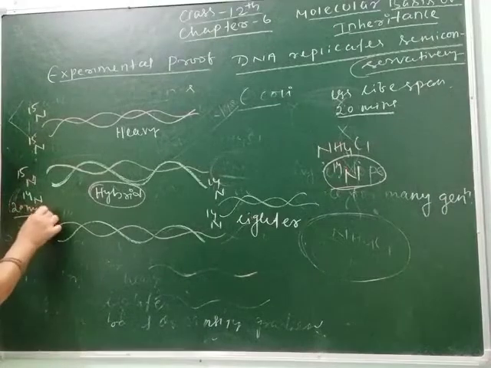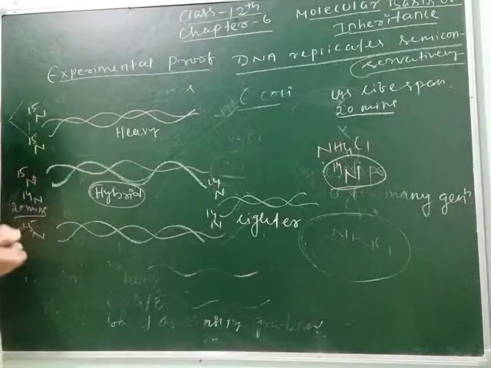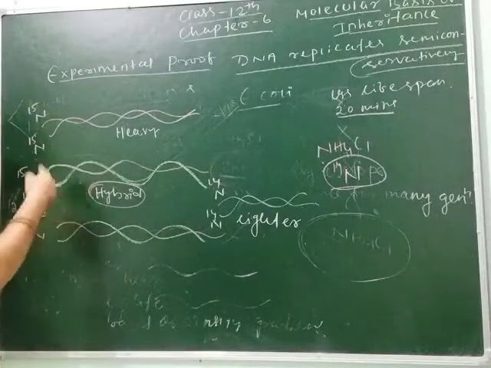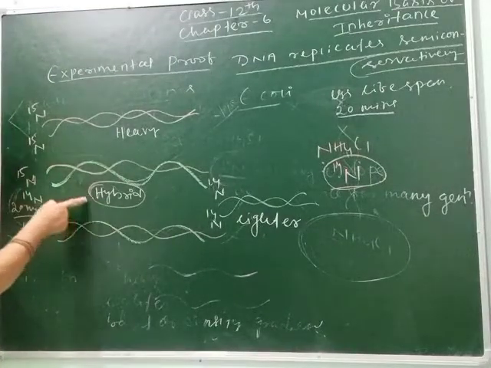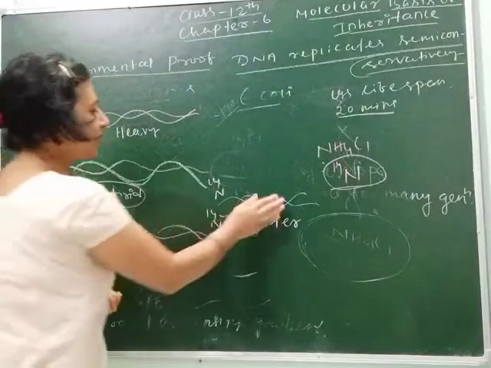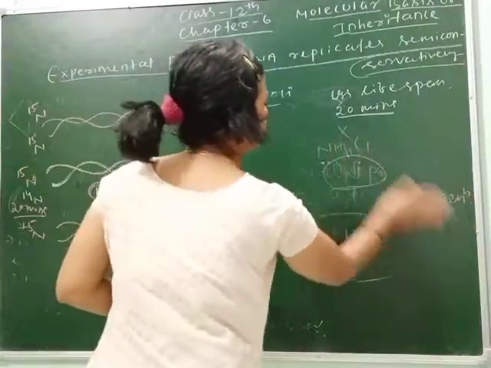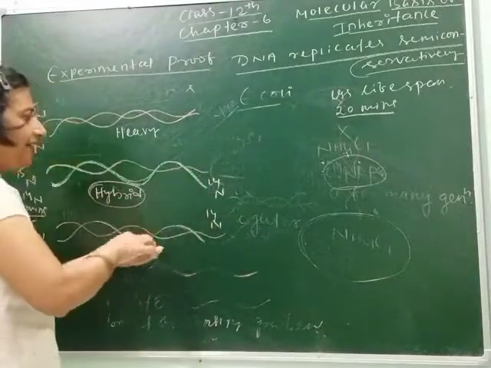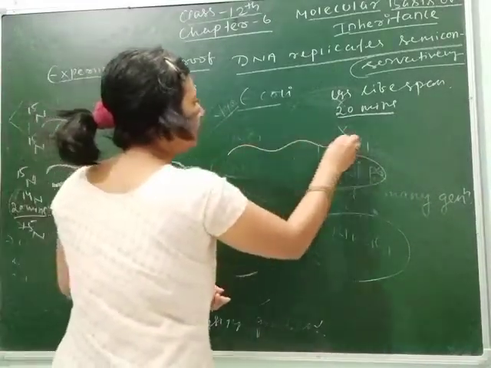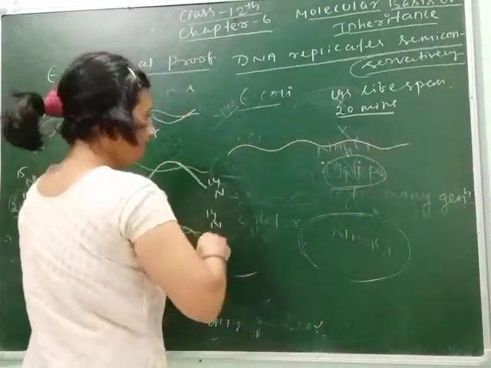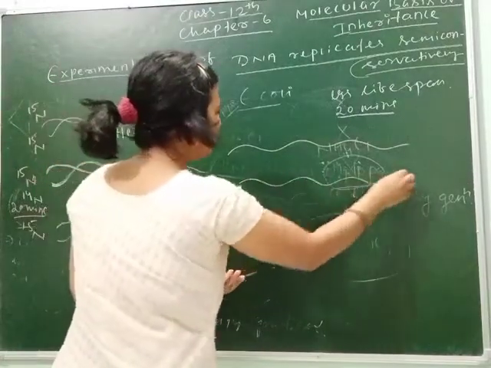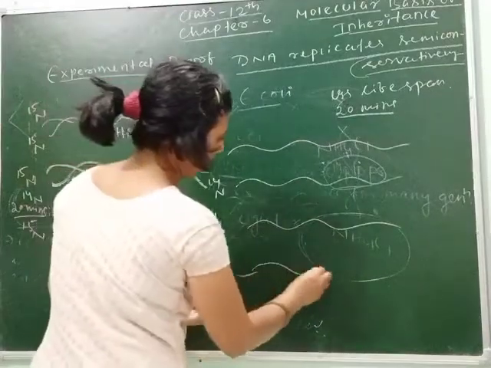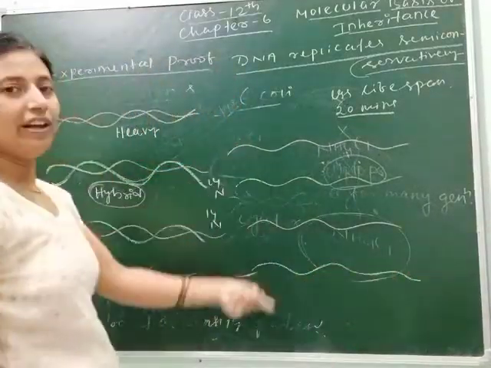We can say after 20 minutes E. coli forms two exactly like itself. So again after 20 minutes, meaning after 40 minutes, they will get separated. So here 1, then 2, 3 and 4, they all get separated.